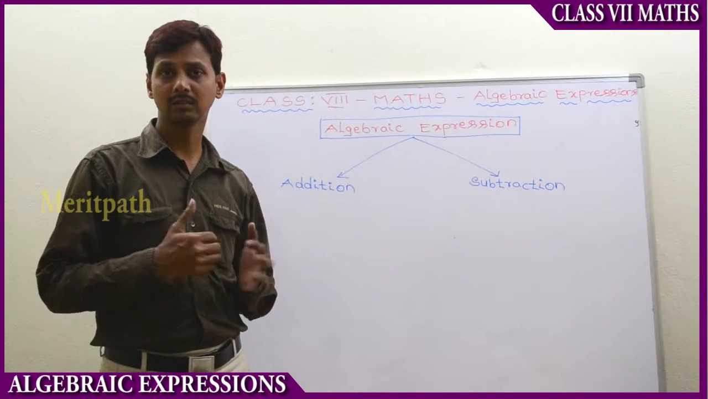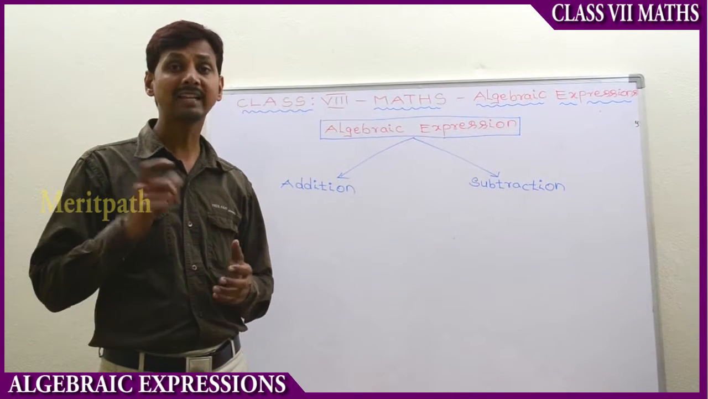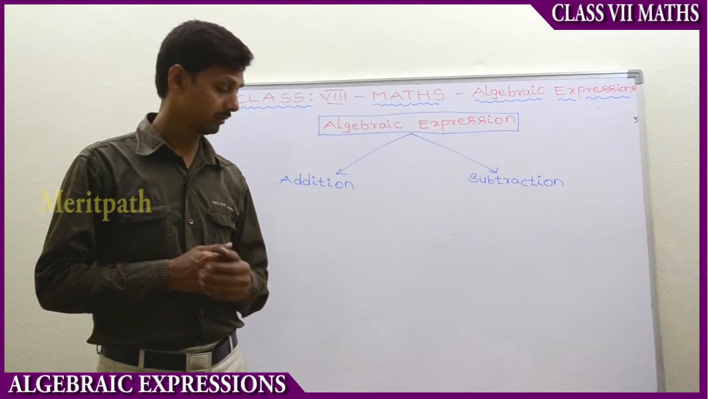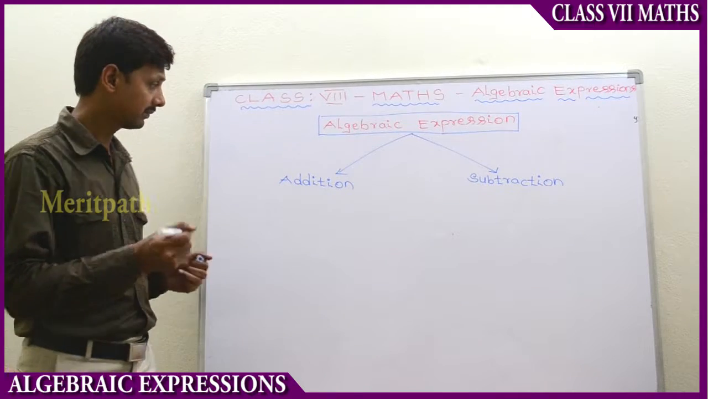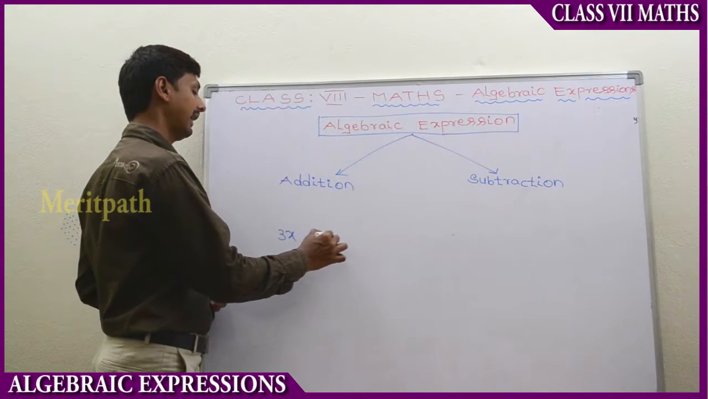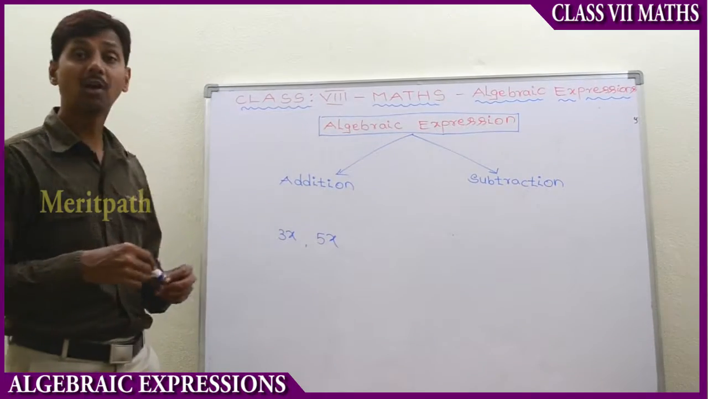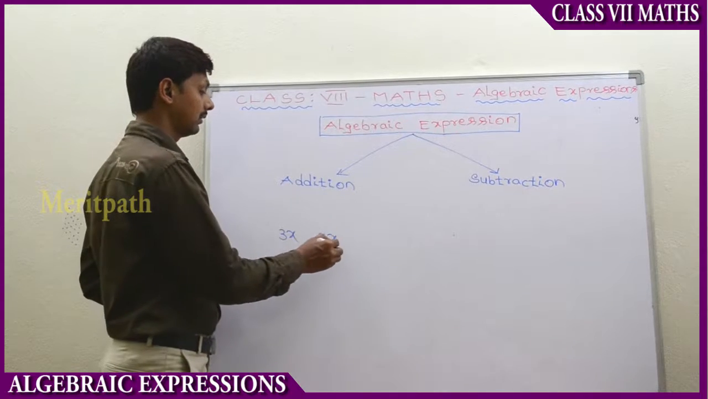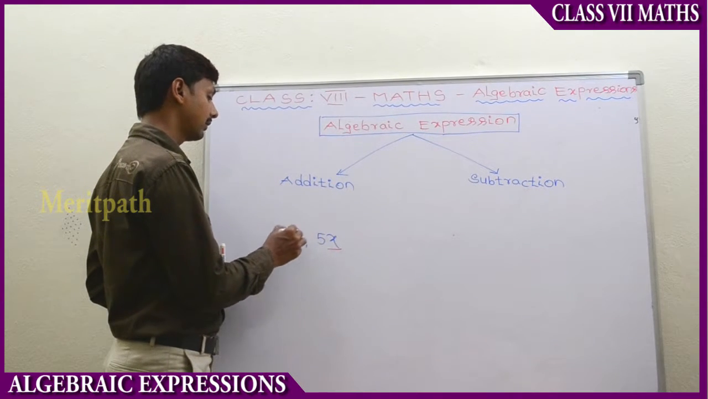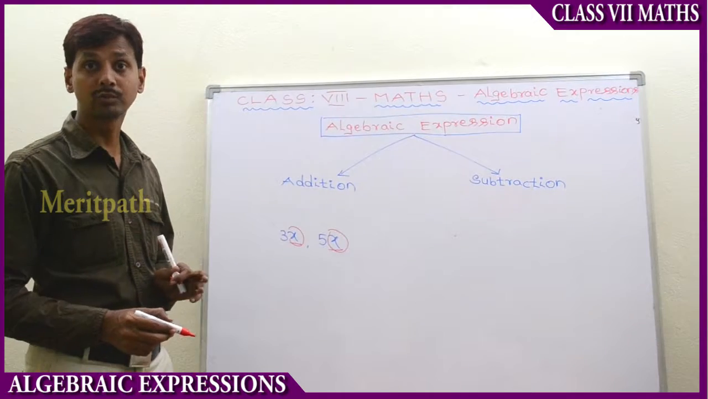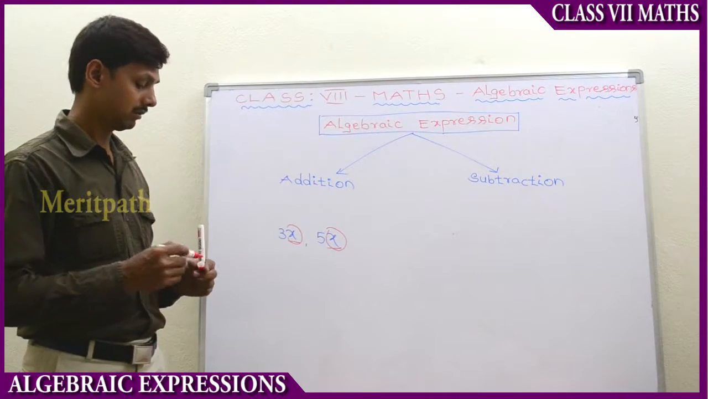Previously we have looked at like terms and unlike terms. For example, 3x and 5x. These two are called like terms. The reason is the variables are the same here, and that's the reason we call these two terms like terms.